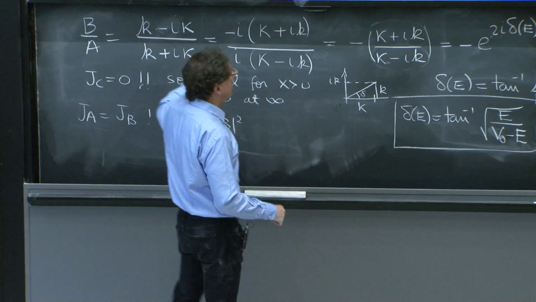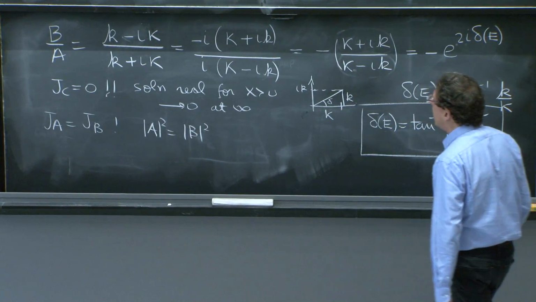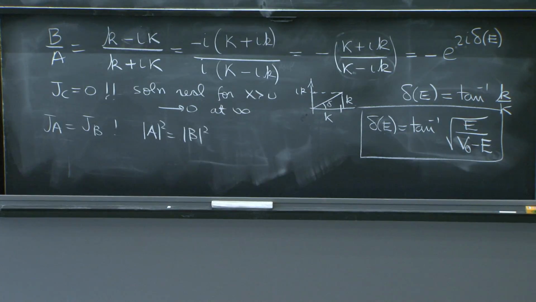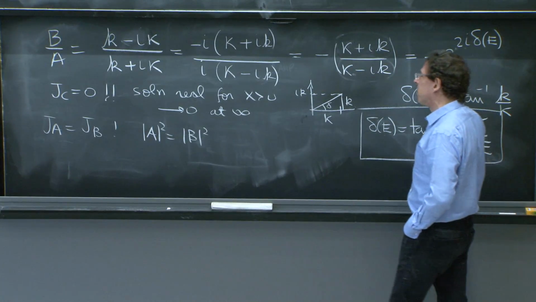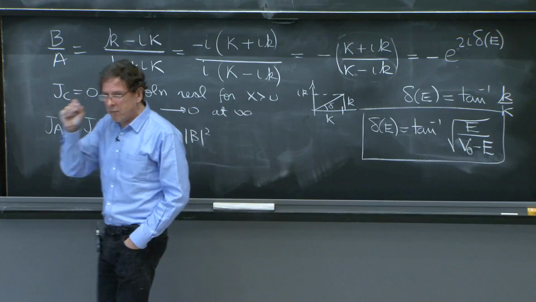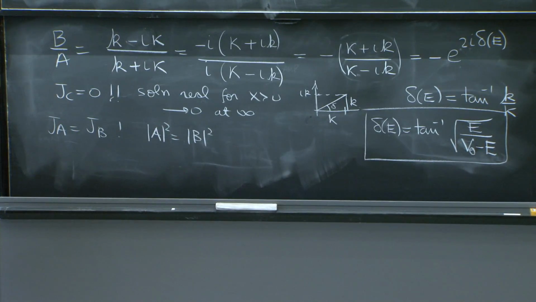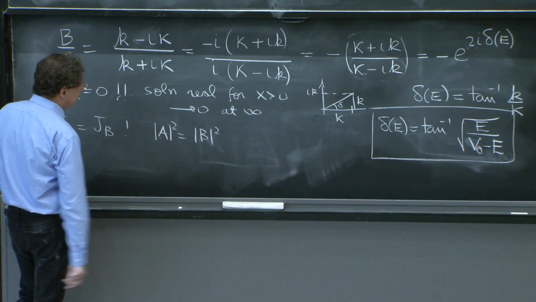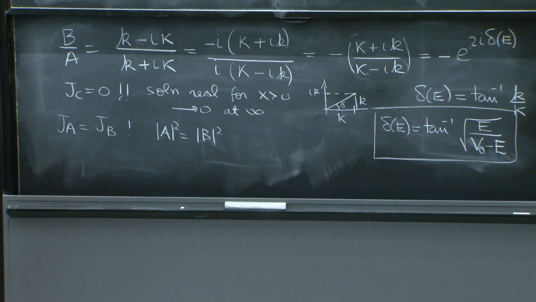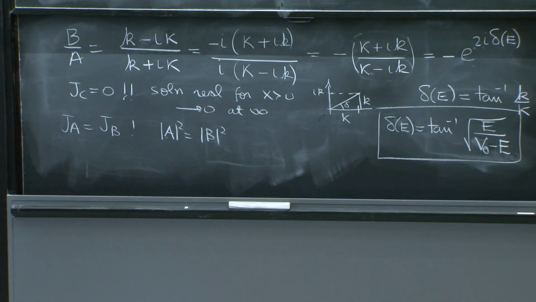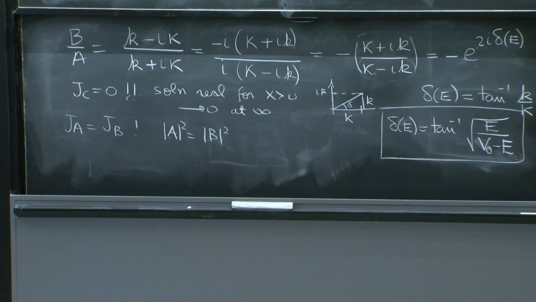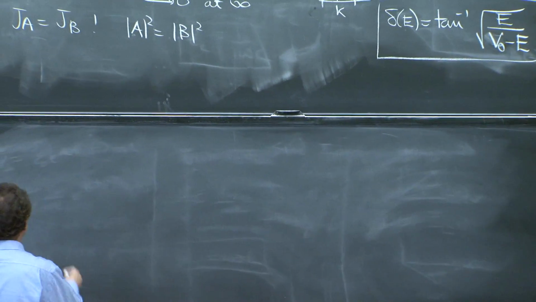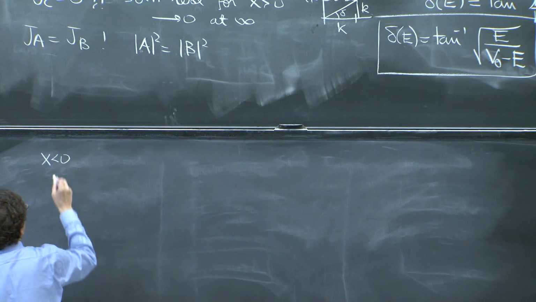And happily, that's what happened because b over a is a complex number of magnitude 1. So the fact that b and a differ by just a phase was required by current conservation. A over b is a number that has norm equal to 1. So that's a consistent picture. This phase is very important. So what happens for a solution for x less than 0?